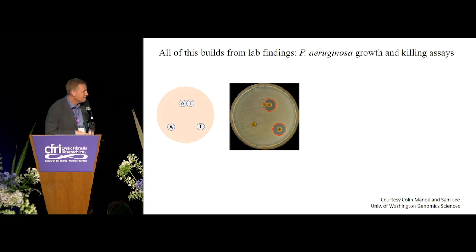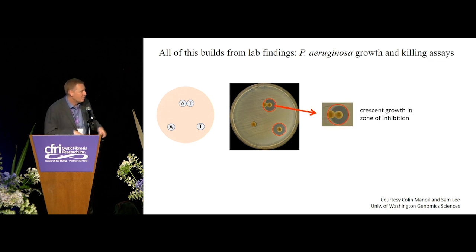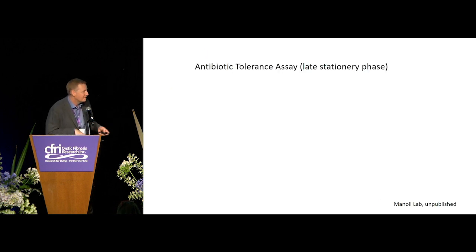So this is a standard Pseudomonas growth plate. This is courtesy of Colin Manoyle and Sam Lee, also colleagues in genome sciences there at University of Washington. So these are discs with antibiotics in them, and the A is azithromycin, the T is tobramycin. This is how we measure sensitivity or resistance often to growth. And if you combine those or put the azithromycin close to the tobramycin, you get this area where they start to merge and you start to inhibit the ability of that tobramycin to kill there near the azithromycin.